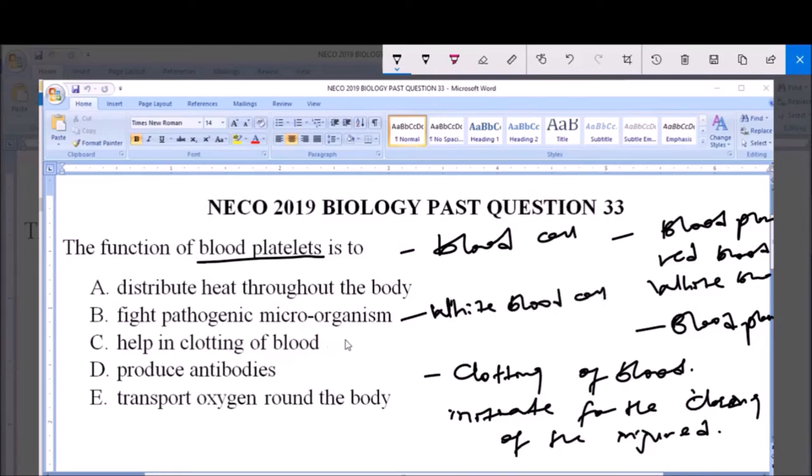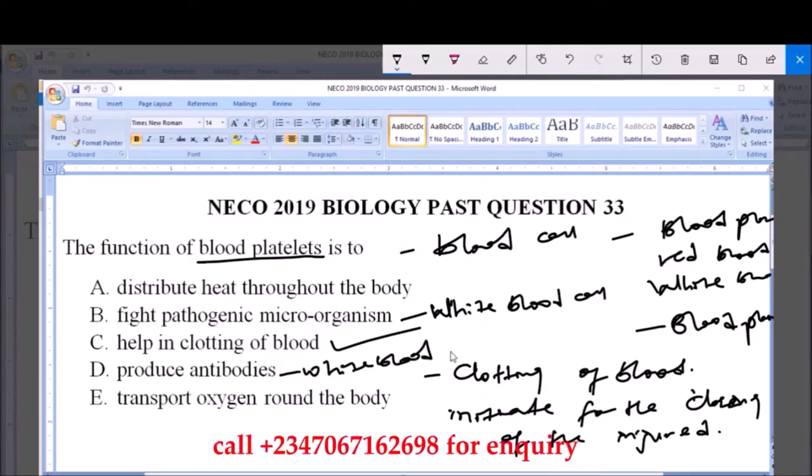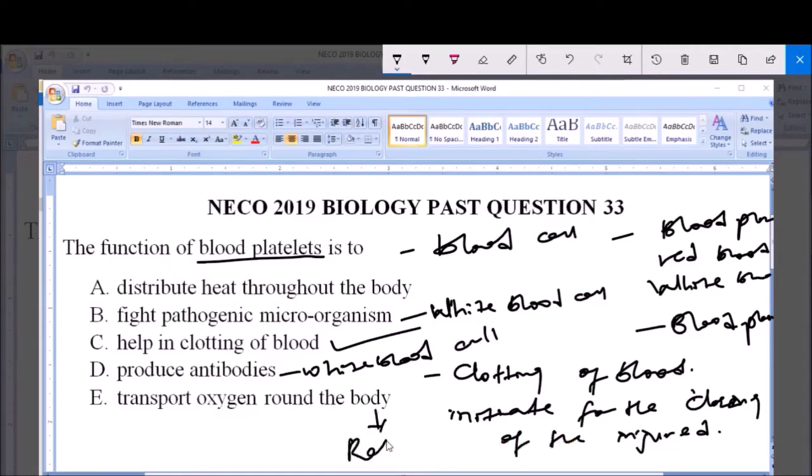C says help in clotting. Yes, this is the function of the blood platelets. And D is produce antibody. This is the function of the white blood cell also. The white blood cells are responsible for what? Defense mechanism of the body. Then option E says transport oxygen around the body. Now this is the function of the red blood cell. The red blood cell is concerned with the transport of what? Respiratory gases such as oxygen and carbon dioxide due to the presence of what? Hemoglobin. So the function of blood platelets is what? Help in clotting of blood. And that is option C.